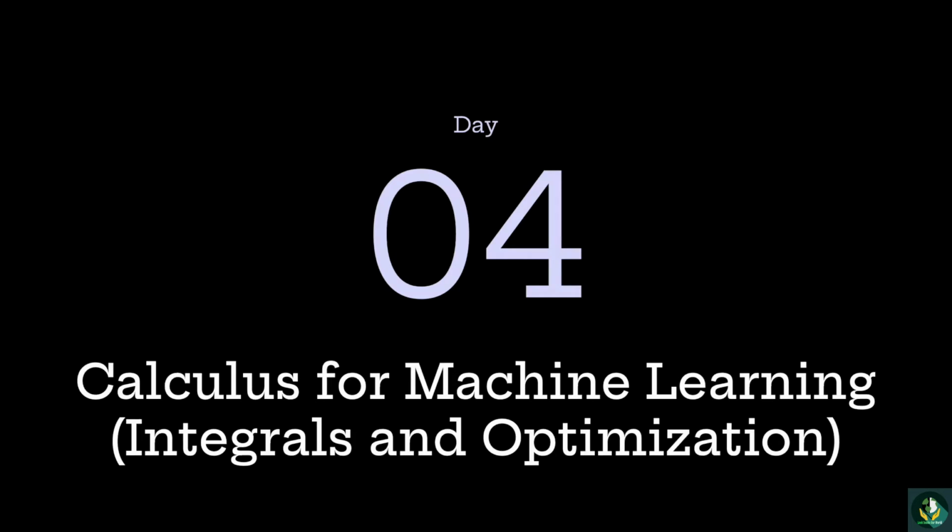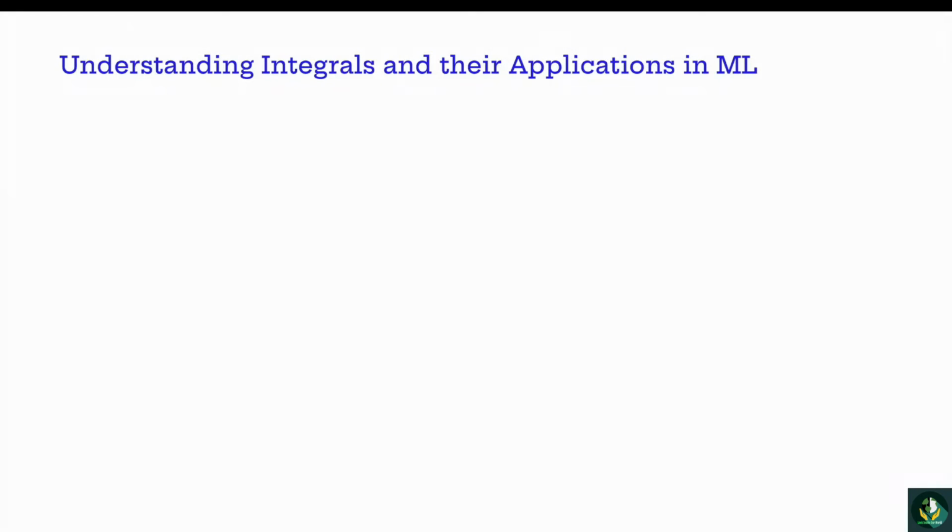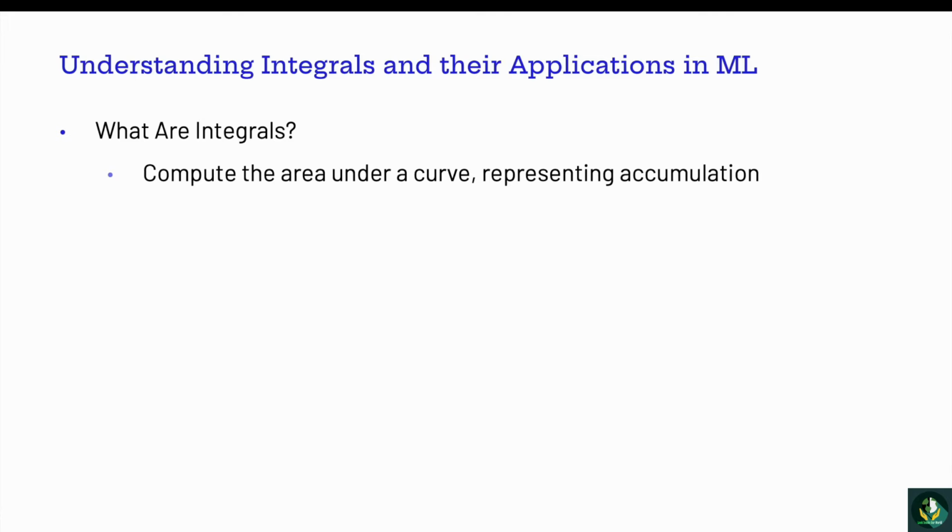Welcome back to day 4, Calculus for Machine Learning, where we're going to cover this time integrals and optimization. Now, the topics that we will start with is first understanding integrals and their applications in ML. So, what are integrals? Integrals compute the area under a curve, representing the entire accumulation that is under the curve. If you see a bell-shaped curve, that's where integrals come into the picture, where it computes the area that is covered under that particular curve.